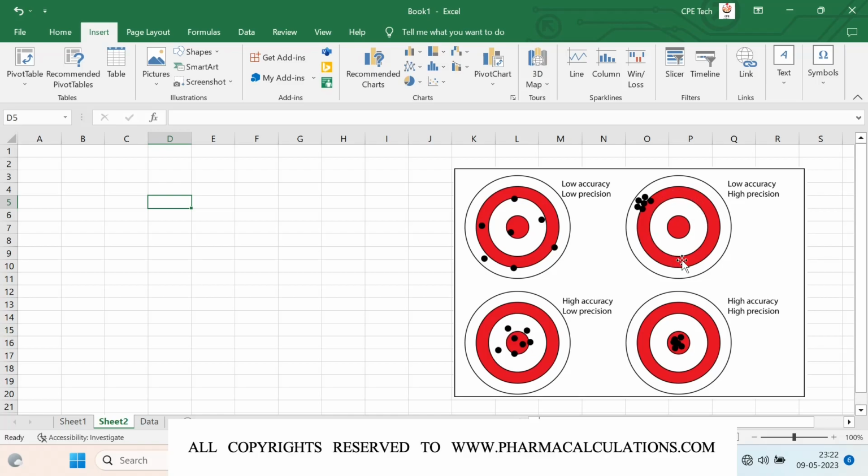Coming to the third board, in this particular case the data points are falling away from the center, but they are consistent. So from this we can say it is of low accuracy and high precision. Coming to the last board, all the data points are scattered away. So from this we can say it is of low accuracy as well as low precision. So this is the difference between accuracy and precision. And now let's go with the initial topic, that is understanding the variation.